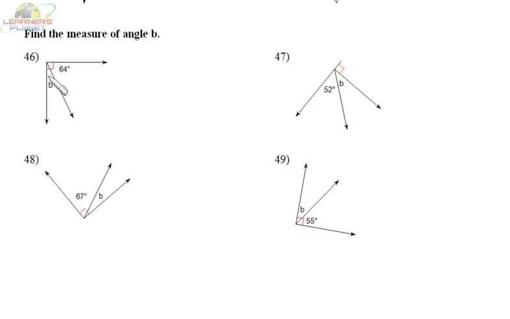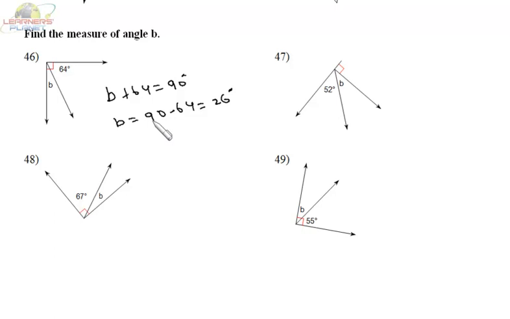Here we have to find out the value of B. Now you can see this complete angle is 90 degree, isn't it? Since it is a right angle. Now if this complete angle is 90 degree and this particular part is 64 degree, then what will be the value of B? B plus 64 degree is 90 degree. That means B is 90 minus 64, or we can say 26 degree.